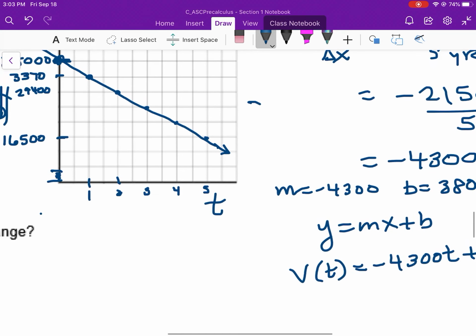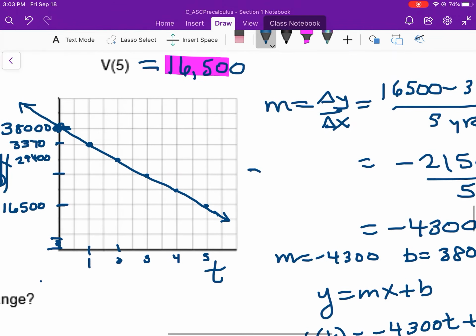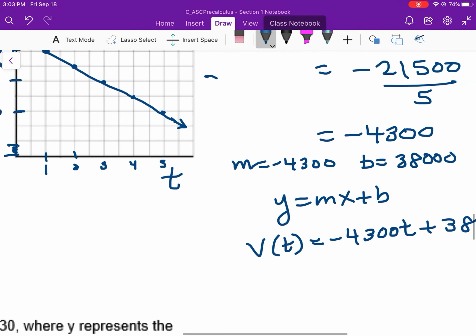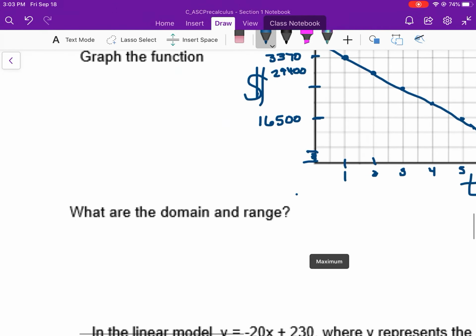Or I could have used my graph, right? I could have just kept subtracting. I've got it in my calculator. I could just subtract another one, right? So $25,100 if I did that. Or I can use my equation. All right, so that's V of 3.